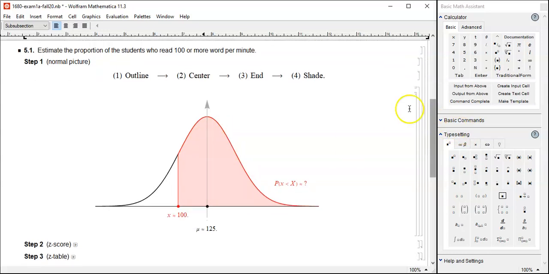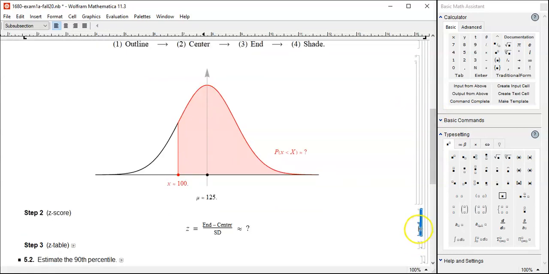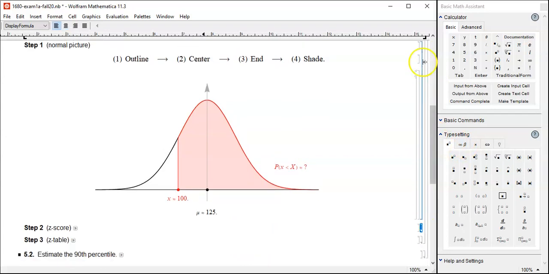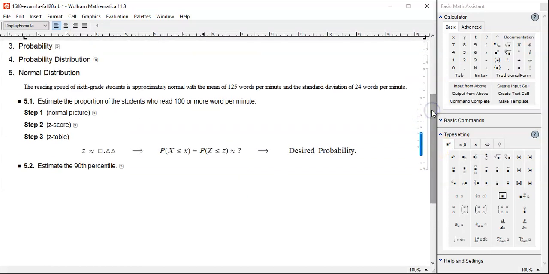Now the picture is done, so let's find out the z-score. And the formula is end minus center over SD. End 100, center 125, what's the SD? Standard deviation. Calculate it and you're going to get the z-score. Once you have the z-score, then you can figure out the probability using the z-table. And as for using the z-table, we talked about it already thoroughly in lessons, so I'll just leave those to you. And once you get that, don't just automatically assume the number you get from the table is the answer.